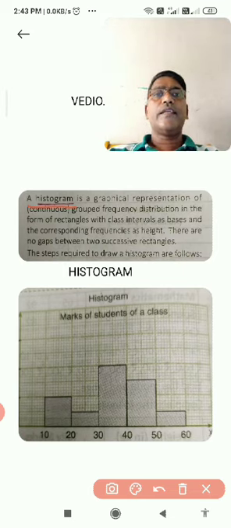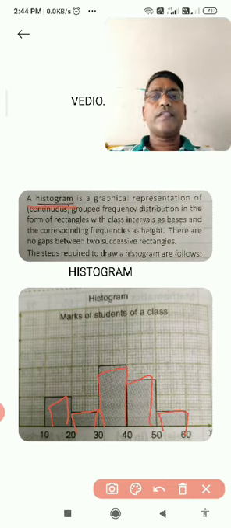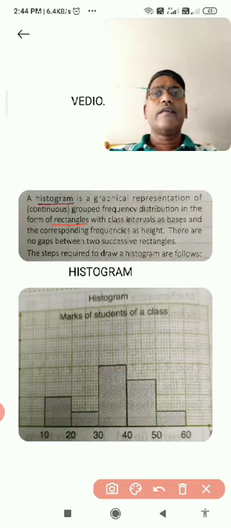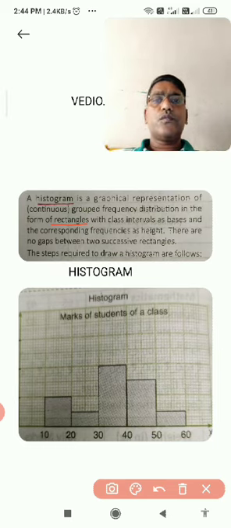It is a grouped frequency distribution in the form of rectangles. You see, these are rectangles, so all the information is in the form of rectangles here, with class intervals as the base and the corresponding frequencies as the height. There are no gaps between two successive rectangles. Successive means continuation, one coming after another. So there are different steps to draw it.